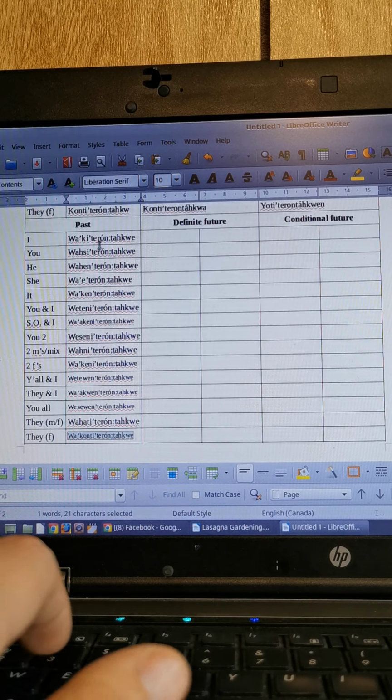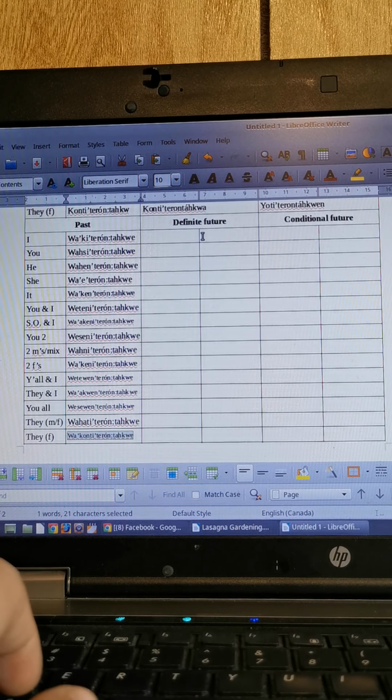Okay, so to get the definite future, let's just move that line over here. I wonder if that'll work. That way I don't have to go and delete every single one.